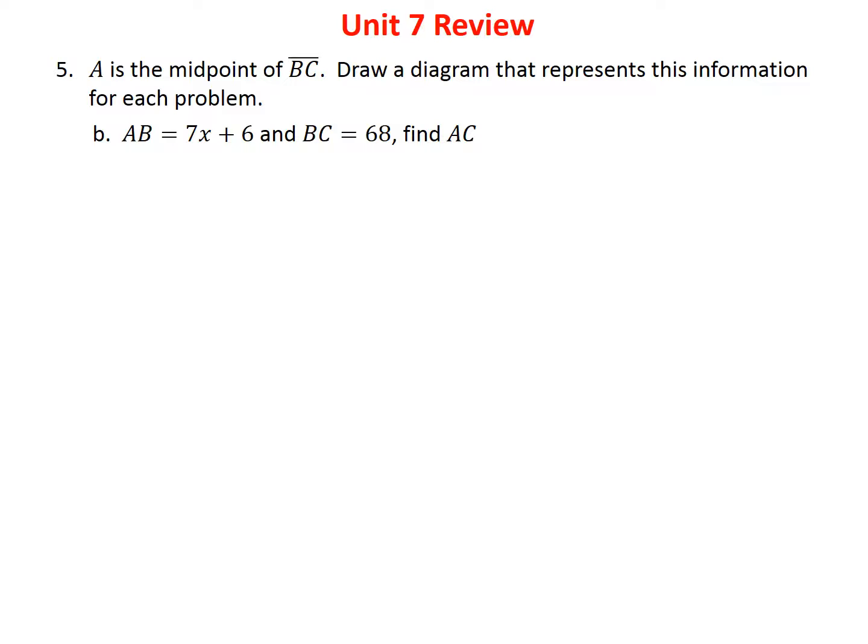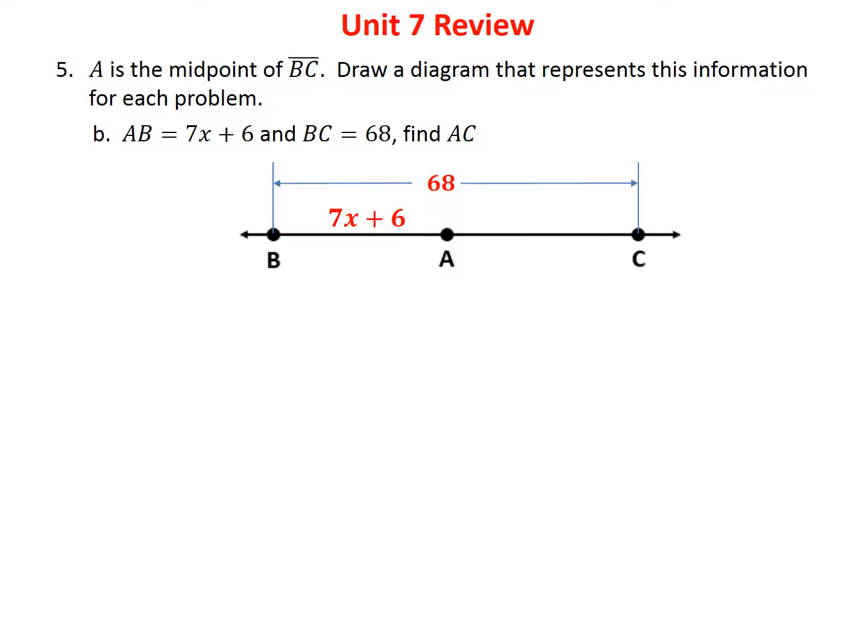5b is a little bit of a tricky problem, actually a very simple problem, but a tricky problem because you're tempted to solve this the same way you did A, and it's really simpler than that. Notice if I draw this, AB, A is the midpoint again. They're telling me that AB is 7x plus 6, but they tell me that the whole length, BC, is 68, and they want me to find AC. Well, what makes this a little tricky is they've given you more information than you need.